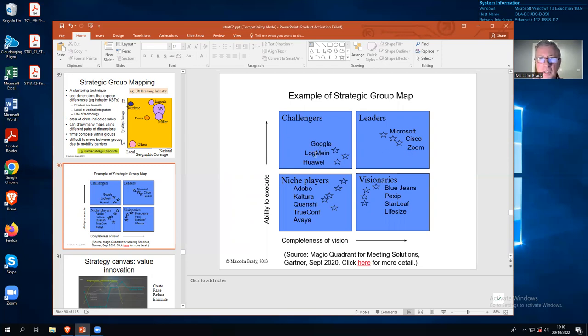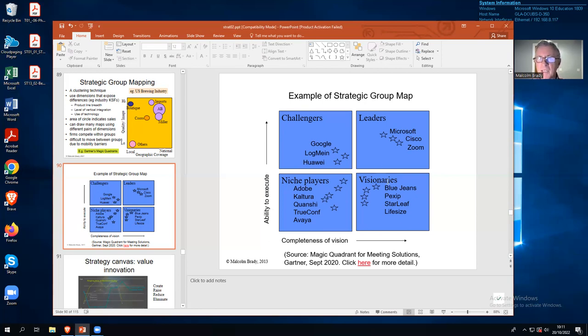Challengers, Google, LogMeIn, Huawei. And then visionaries will be high in terms of vision, but not so high in terms of ability to execute. So these are probably new firms developing, not yet fully strong enough to execute that well, but have a very good vision. Okay. The challengers here are ones that are actually very good in terms of ability to execute. So they have a good offering, but it might be limited in some fashion or other. Okay, so you can see anyway, you're getting a good sense of the industry here and the particular competitors.